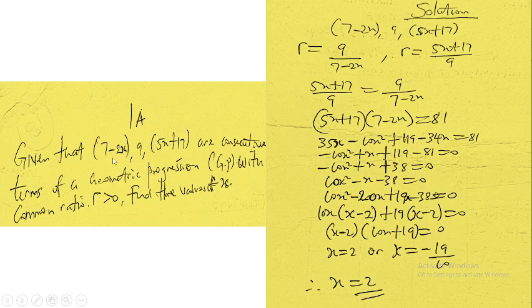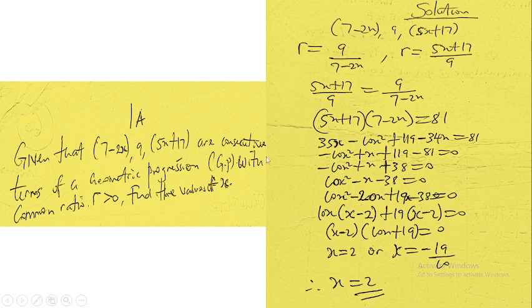Given that 7 minus 2x, 9, 5x plus 17 are consecutive terms of a geometric progression, GP, with common ratio r greater than 0, find the value of x. So we are given this sequence which belongs to a GP, and the first term here is 7 minus 2x, the second term is 9, and the third term is 5x plus 17.